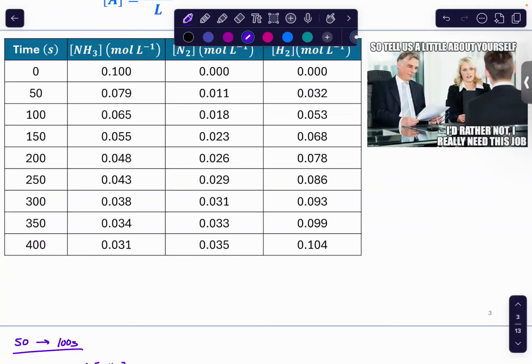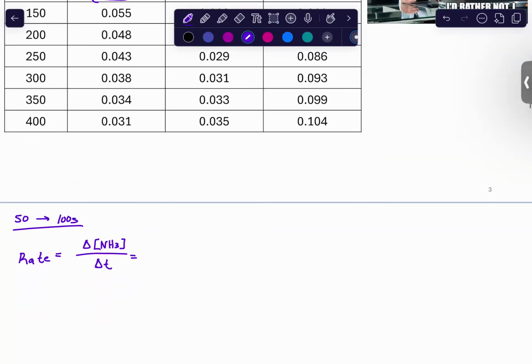So from 50 and 100 seconds, we have, oh no, that's that number and that number. So this is going to be 0.065 minus 0.079 over 100 minus 50. We end up getting a negative 2.8 times 10 to the negative fourth moles per liter times seconds.